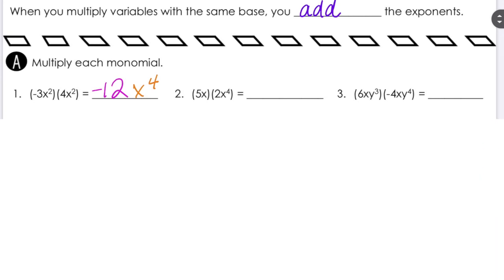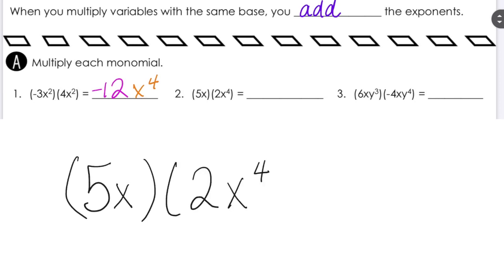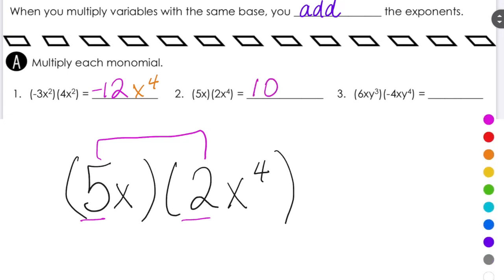Again, I'm going to write it big so you guys can see what's going on. So I have 5x times 2x to the fourth power. Same thing applies. Numbers go with numbers. So 5 times 2 is 10. I'm just going to write that out. And now this one is different. That first x that we have does not have an exponent. So when we don't have an exponent, there's always an invisible or an imaginary 1 there.